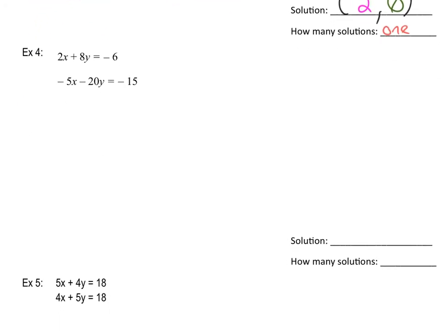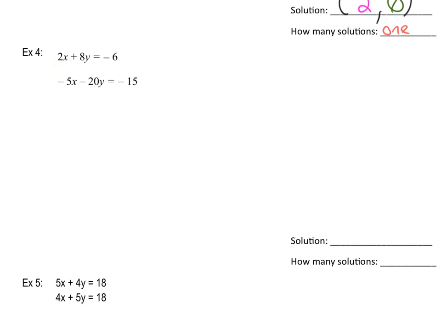So in example 4, again, we're not given opposites exactly, but we do have opposite signs at the very least. Looking between 2 and 5, 8 and 20, what are the smaller numbers there? The 2 and the 5. So this should be our target to make opposite of each other. What is the common multiple of 2 and 5? What bigger number can both of these fit into? 10. So we're going to make one of these positive 10x and the other one negative 10x.